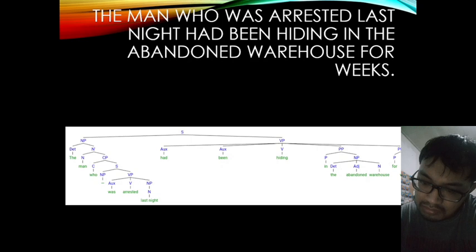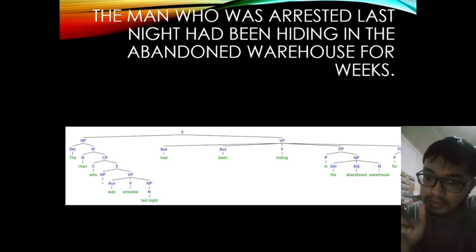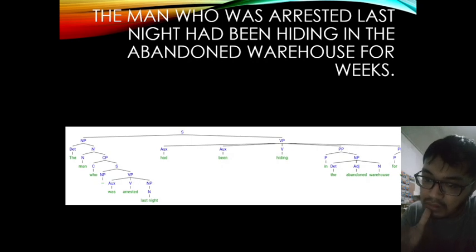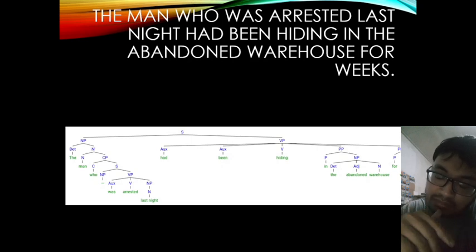We have two prepositional phrases: in the abandoned warehouse, showing location, and for weeks, indicating duration. Abandoned is an adjective modifying warehouse.